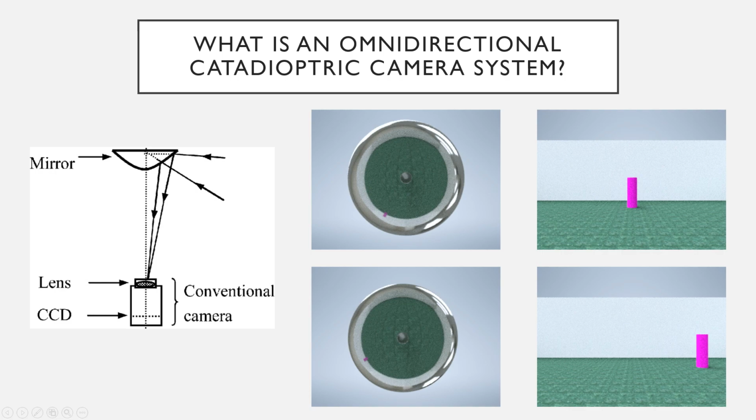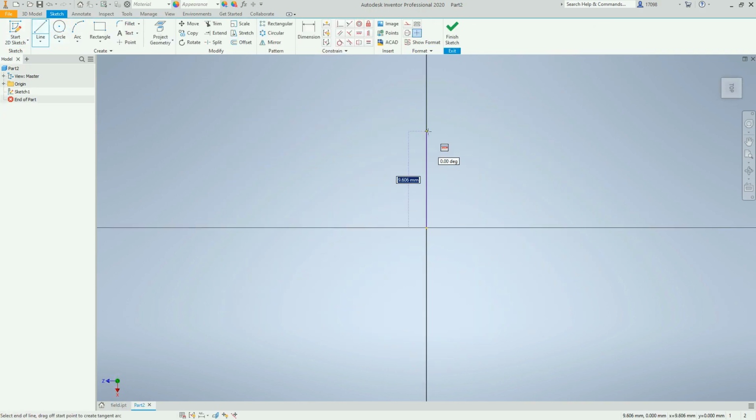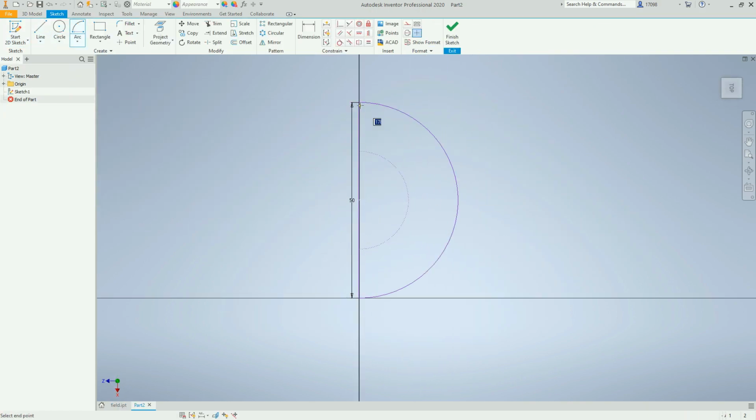An omnidirectional catadioptric camera system is generally comprised of an upwards-facing camera that focuses upon a mirror, either conical, spherical, or parabolic with a custom profile. The mirror then reflects light from all directions around it and focuses it below on the camera lens. The testing done used a hemispherical mirror with a diameter of 50mm.